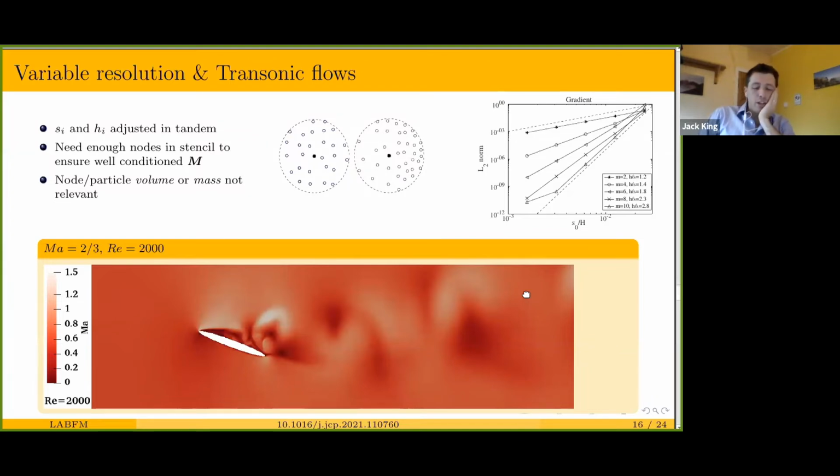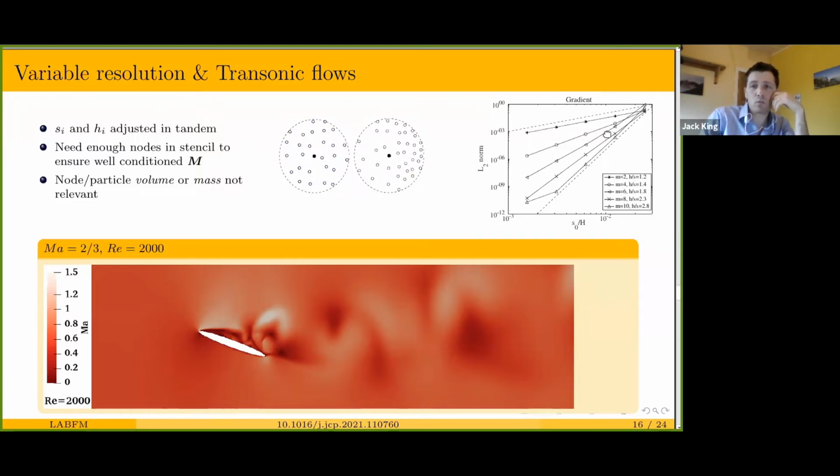So far, I've not mentioned variable resolution, but that's not because LABFM is unable to handle it. Actually, it's because it's not an issue. The only real requirement is that we remember to adjust the node spacing S and the stencil size H in tandem. Provided we do that, it works fine. So both these stencils, this uniform distribution and this spatially varying distribution, are fine.